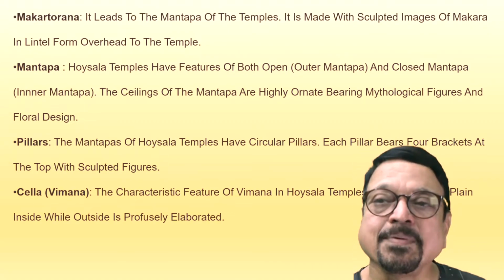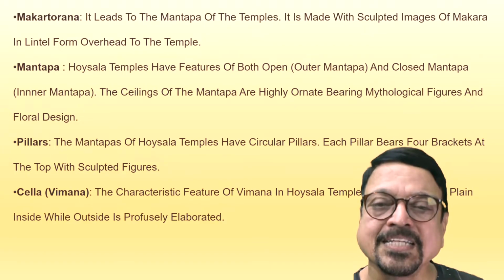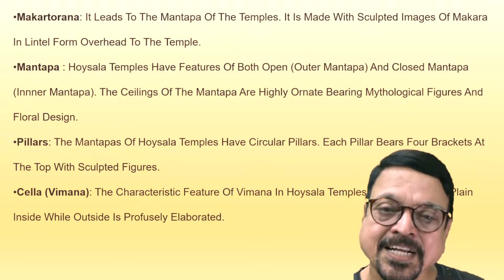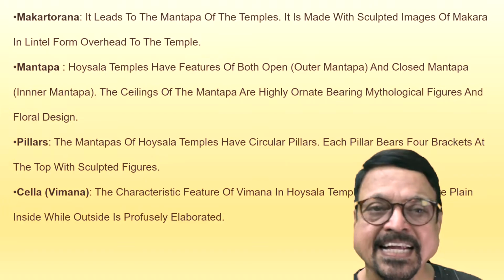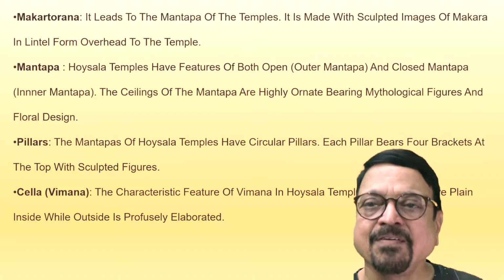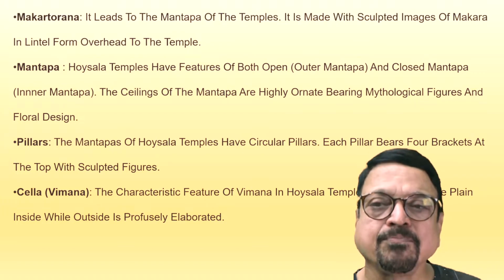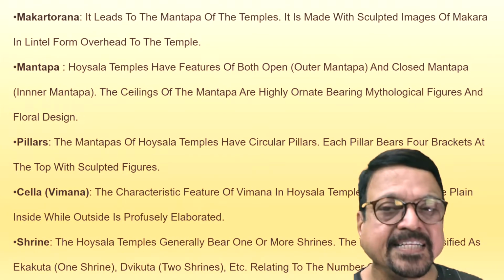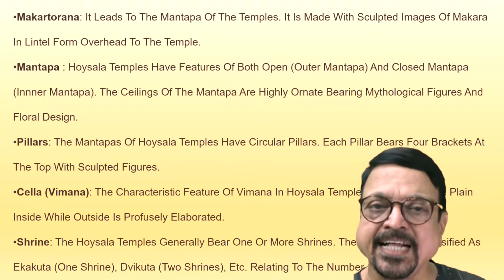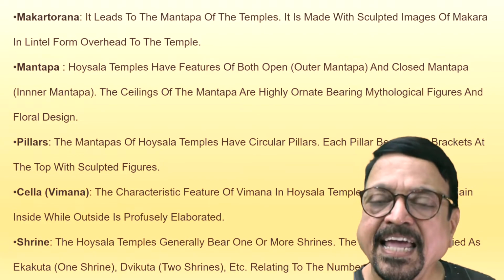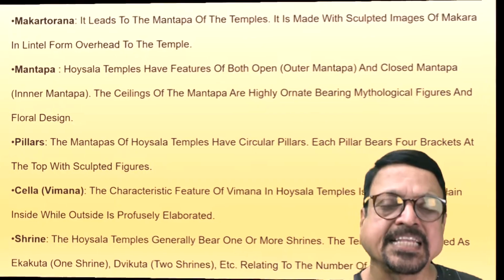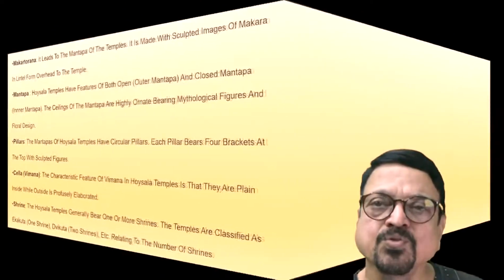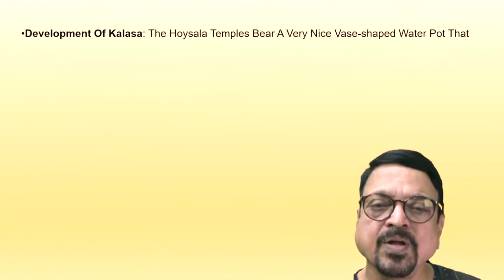Then Vimanas. Vimanas are the Sela, or you can call them Shikharas. Shikhara is a North Indian word and Vimana is a South Indian word. The characteristic feature of the Vimana of a Hoysala temple is that it is plain inside, while outside it is elaborately and profusely carved. Now shrines: a Hoysala temple generally bears one or more shrines. The temples are classified as Ekakuta, one shrine, Dvikuta, two shrines, Trikuta, three shrines, or multiple shrines, and so on. We are seeing this in the videos also, where it will be shown a little more elaborately.